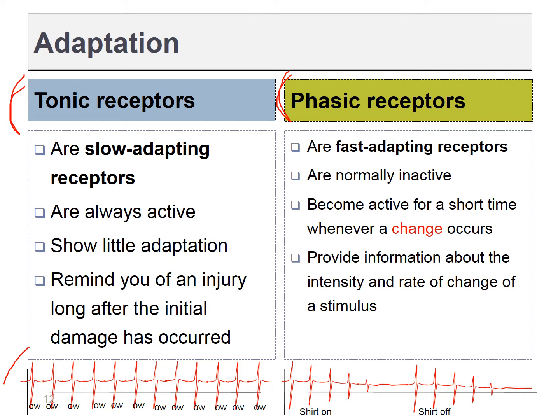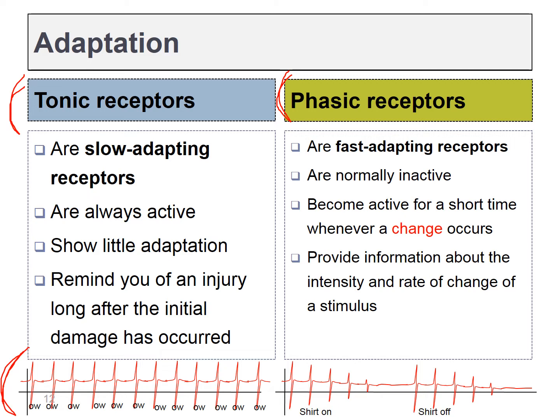Couple of quick examples. Pain tends to be tonic, meaning if you injure yourself, those pain receptors are going to keep sending information to your brain, and you're going to keep feeling the pain for hours and hours or days and days until the repair process has been completed and the injury is no longer there.